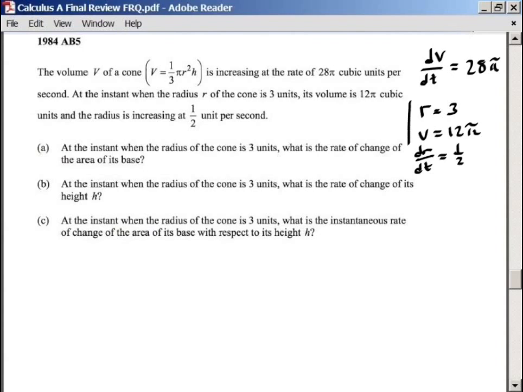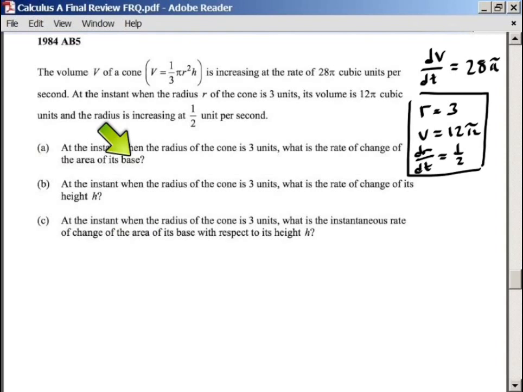Alright, so I'm going to kind of box these together because they go together. This is one situation: when r equals 3, the volume is that, and the rate of the radius is that. Alright, so now let's actually get to a question. That's just understanding this and decoding the problem. At the instant when the radius of the cone is 3, I know that. What is the rate of change of the area of its base?